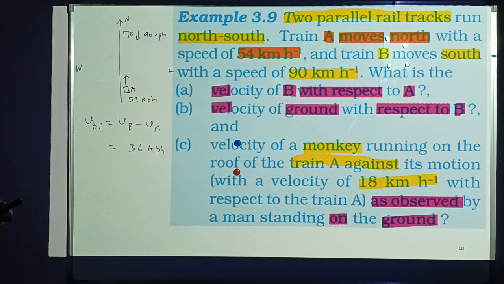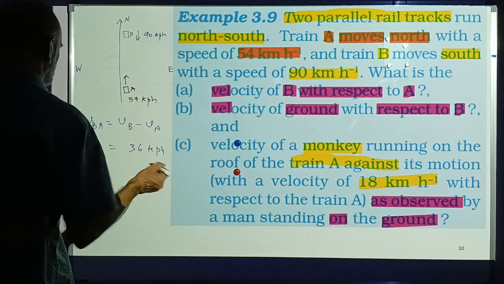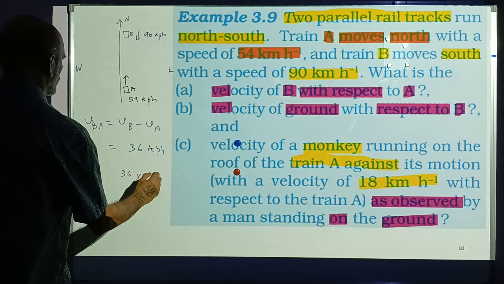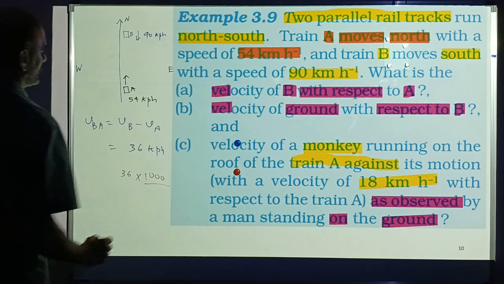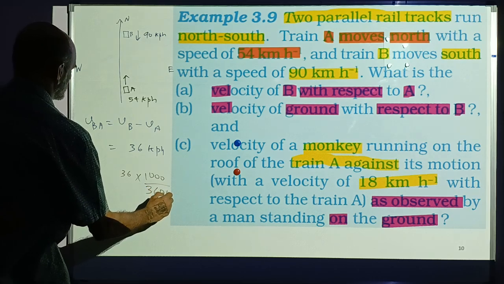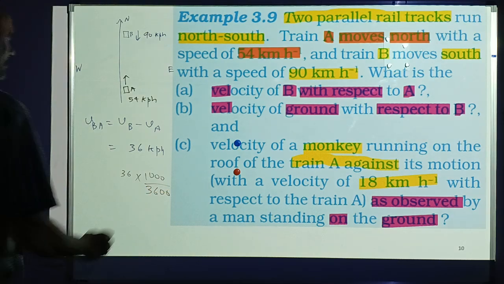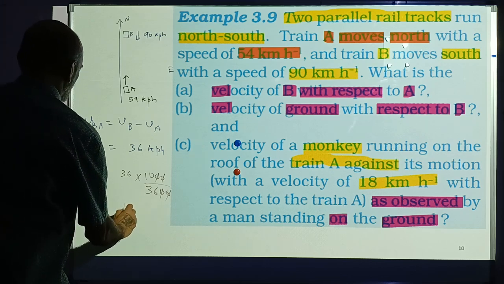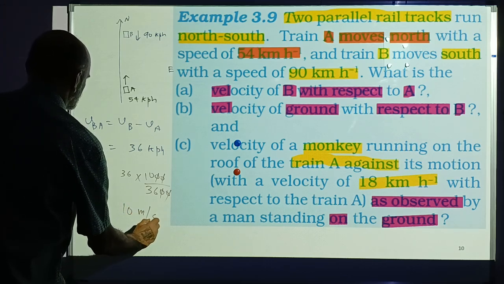To convert in the SI units, kilometers to meter will become more by 1000, and per hour to per second gets less by a factor 3600. So it's 10 meters per second.